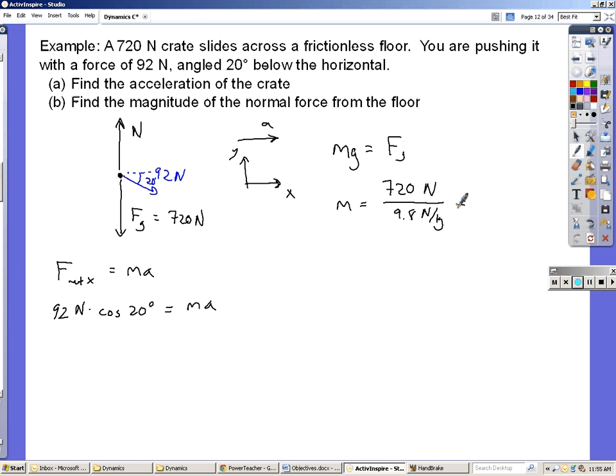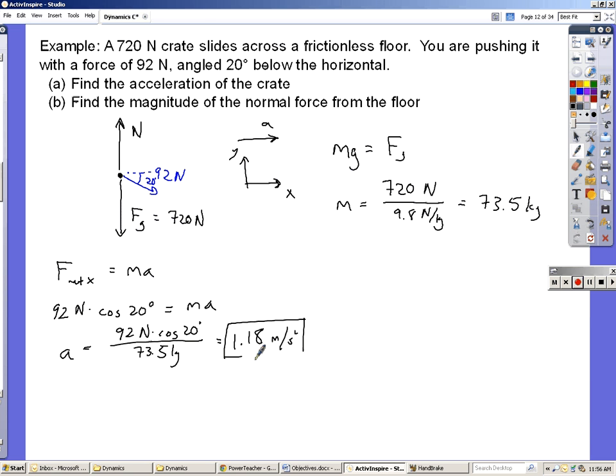And we find that the mass is 73.5 kilograms. And the acceleration then is going to equal 92 newtons times the cosine of 20 degrees divided by 73.5 kilograms. And we get 1.18 meters per second squared for part A.